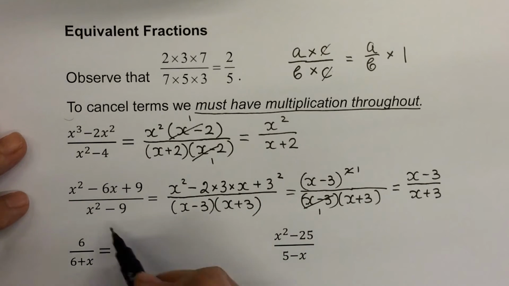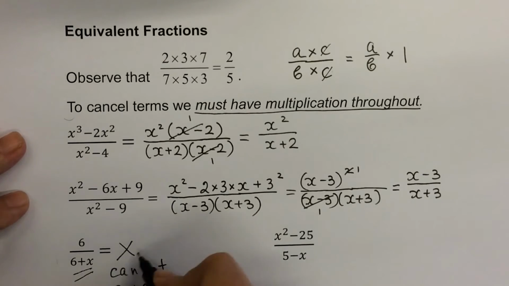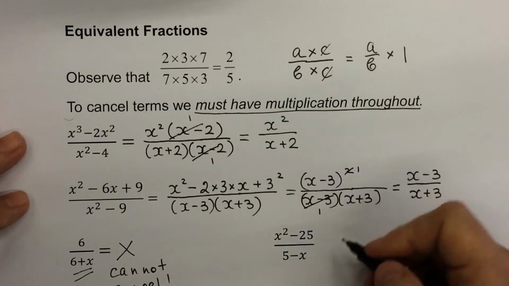Okay, this simple example, in fact, is tricky, and a lot of people make mistakes in examples like this. In fact, you can't do anything, nothing. You can't cancel out anything because you don't have multiplication for that. So it stays as it is. You can't cancel out anything. So I'll write: cannot cancel. So it stays as it is.